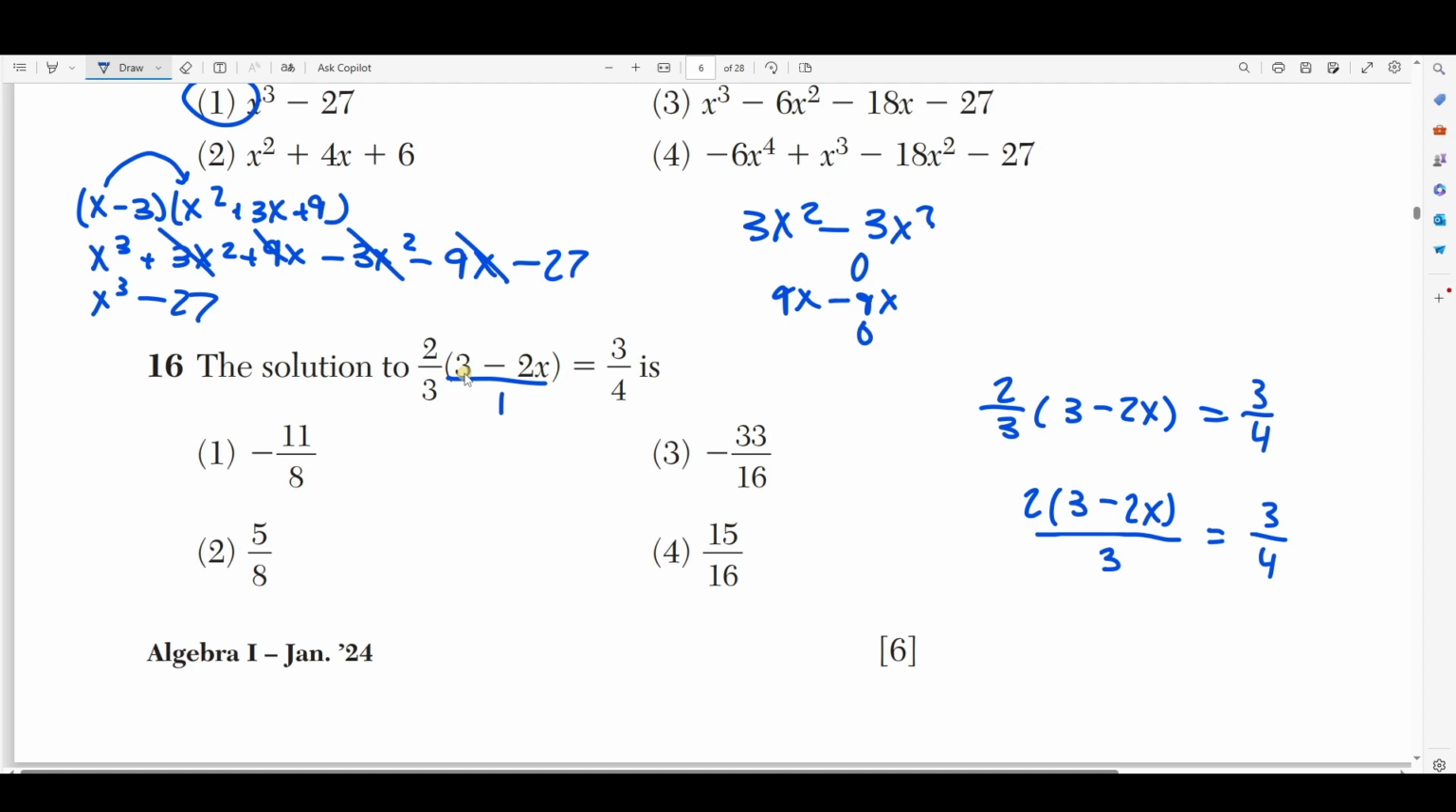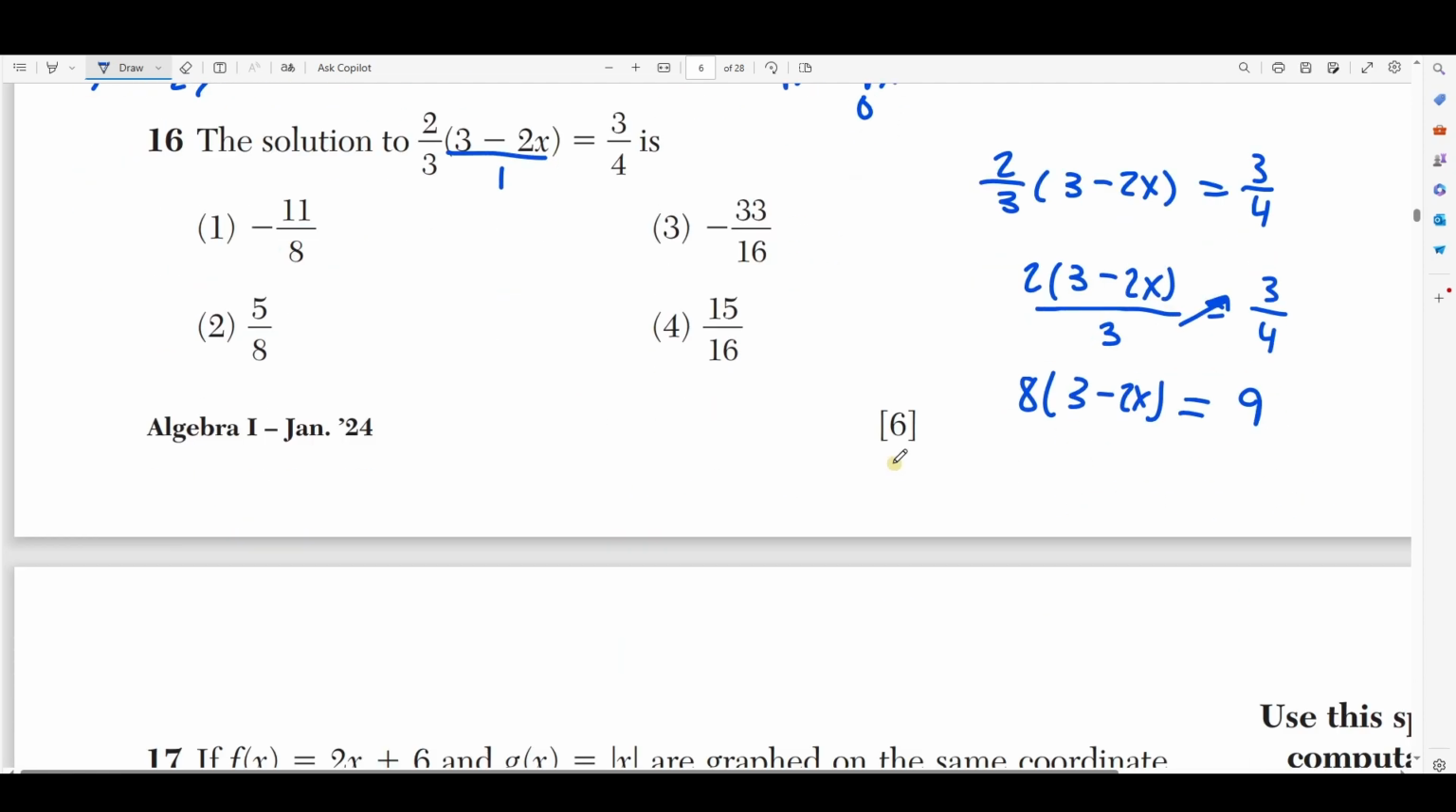Okay, now what I can do is cross multiply, right? To get rid of this fraction. So I multiply 3 by 3, which is 9. And I multiply 2 times 3 minus 2x by 4, which is going to be 8 times 3 minus 2x. Okay, now I just need to solve. So I'm going to distribute this 8 out. How did I get this 8? I just multiplied this 4 by this 2, which is legal. So 8 times 3 is 24, minus 2 times 8, which is negative 16x, is equal to 9.